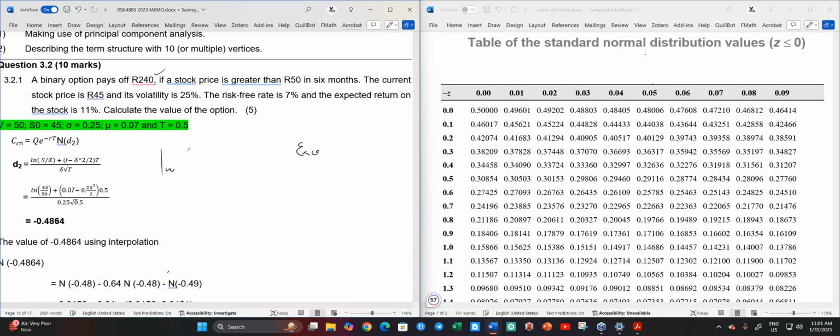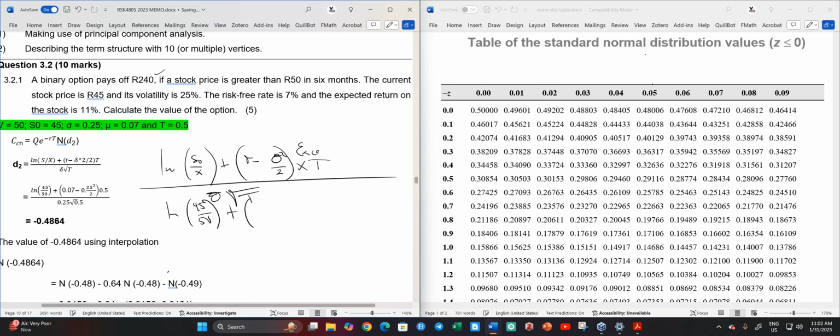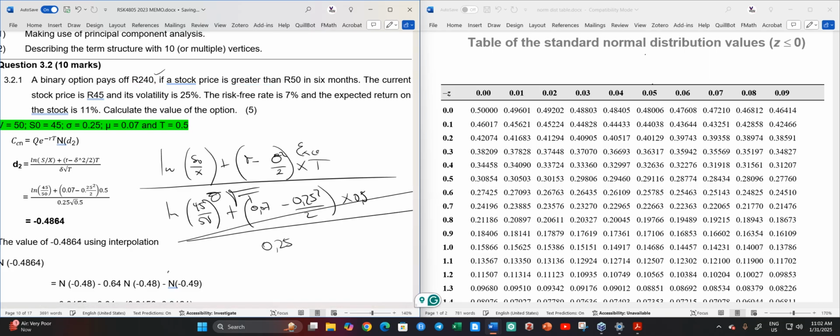I'm sure you see it's ln of S subscript 0 divided by X plus r, which is our risk-free, minus sigma squared divided by 2 multiplied by the time, all over sigma multiplied by the square root of time. We insert our values here. That is ln of 45 over 50 plus 0.07 minus 0.25 squared divided by 2 multiplied by 0.5, because time is 6 months, so it's 6 divided by 12, then all over 0.25 multiplied by the square root of time, which is 0.5.